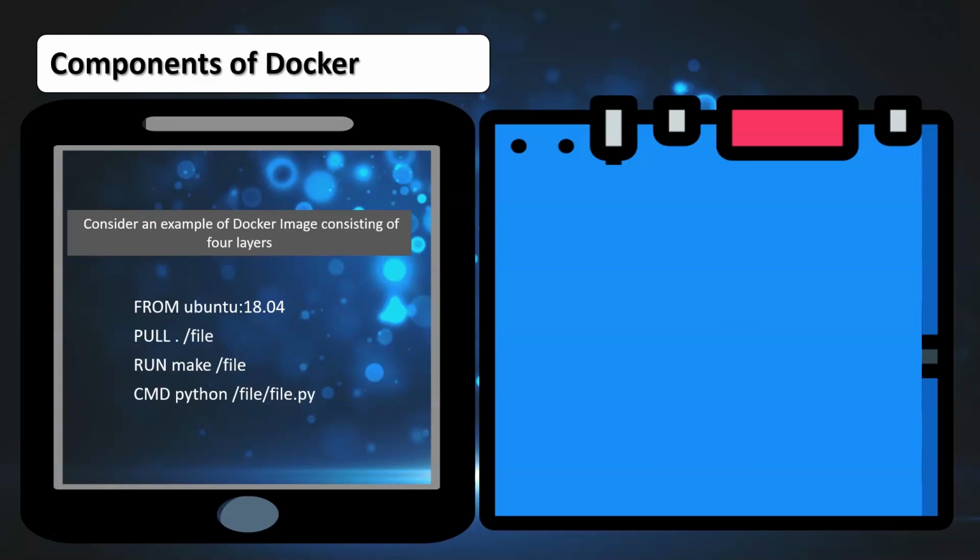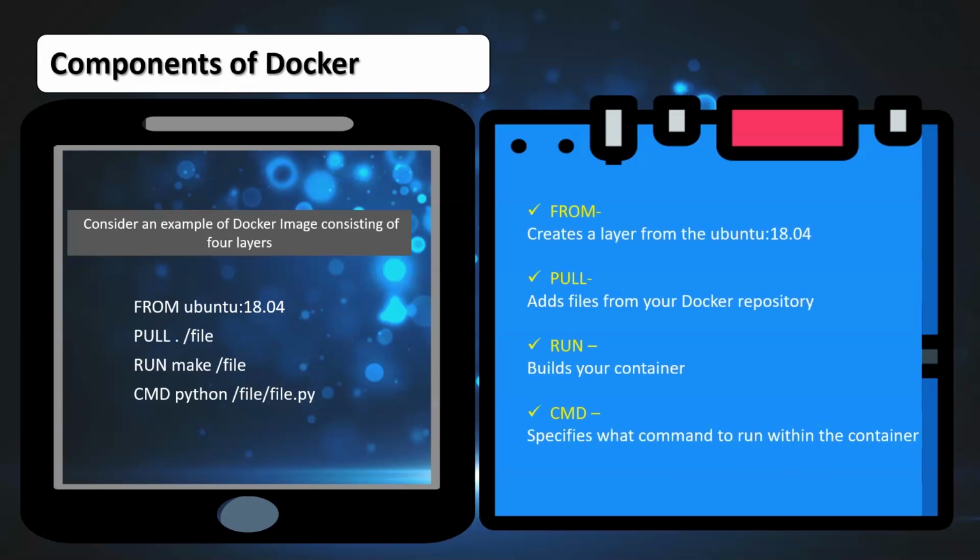So this is an example. Now here you can see that there are 4 instructions, and these 4 instructions are also known as a 4-layered Docker image. Whatever final Docker image you get, in there you will be able to see 4 layers of the Docker image. Now the very first is Ubuntu. So Ubuntu 18.04 we are pulling, and then we are copying the file over here, and then we are running the make utility, and once that is done, we are running that file dot Python file over here. So these are the 4 instructions.